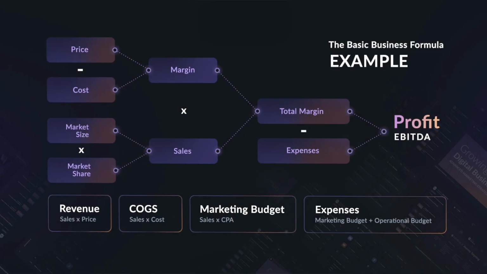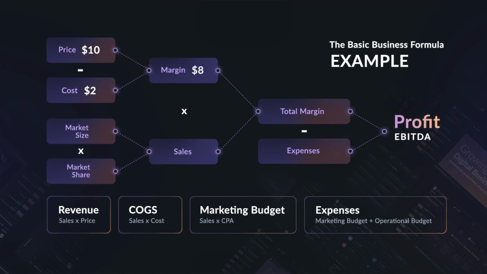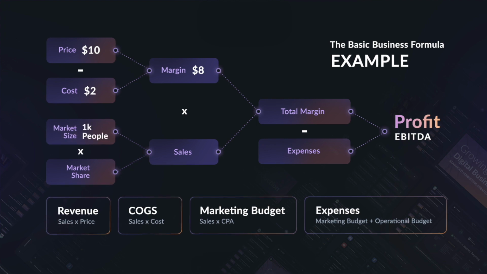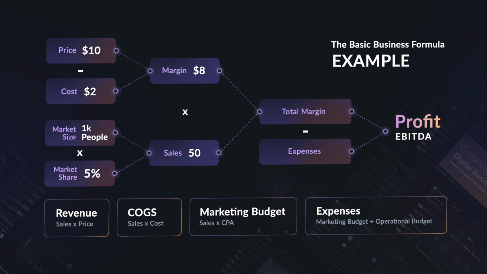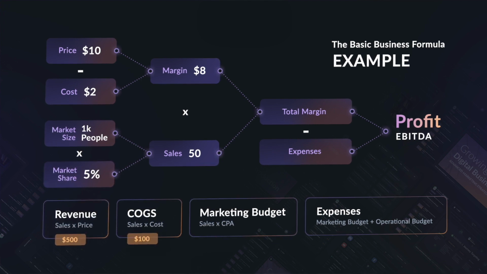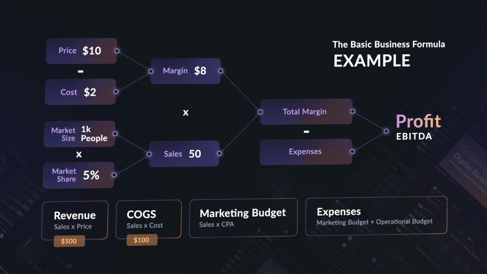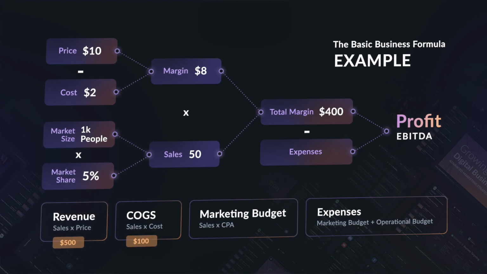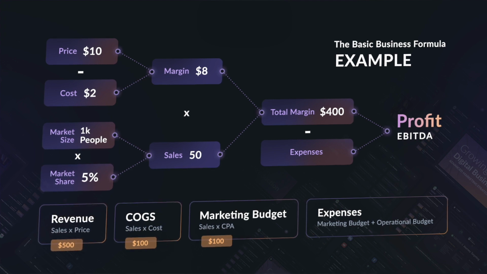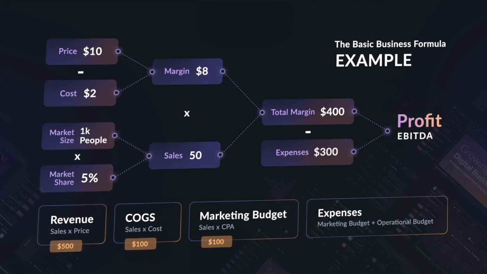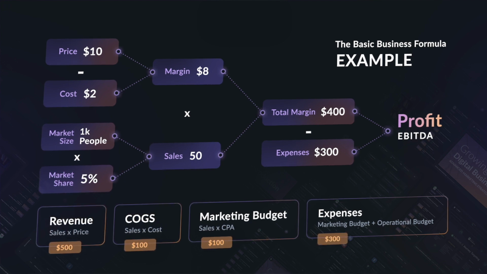We have an Apple store, and let's say we sell an apple for $10. We buy it for $2 and we have $8 of margin. We have a market of 1,000 people. We have a stand on the market. We get 50 sales a day, so that's 5% market share. And when we multiply the sales and the margin, we end up with a total margin of $400. Let's say we spent $100 for marketing, which gives us a $2 CPA divided by the 50 sales. And then we have $200 for expenses, which is for George, for example, who is going to take care of shipping the products. And then we have $100 profit.